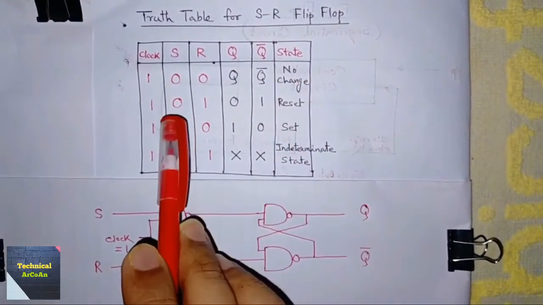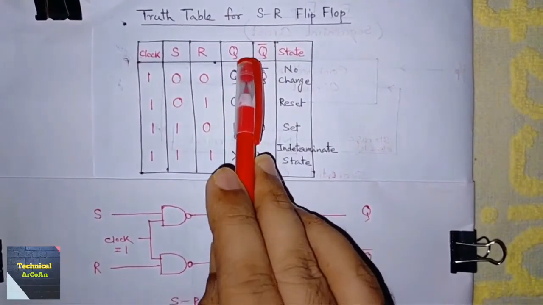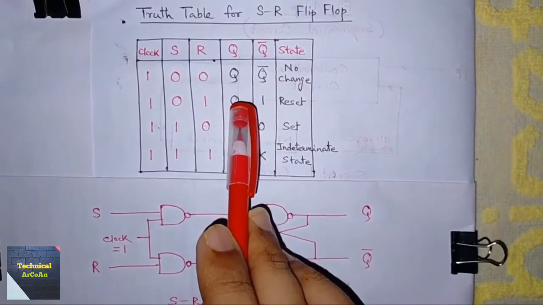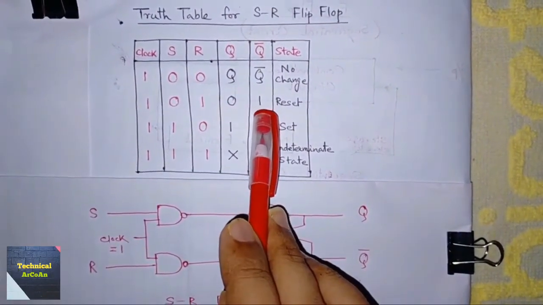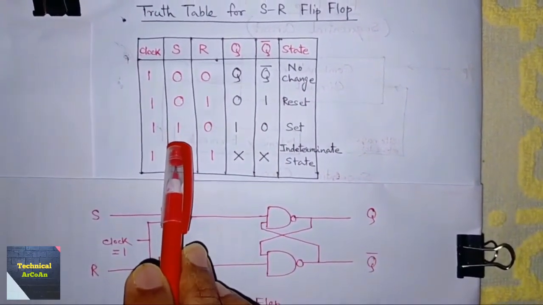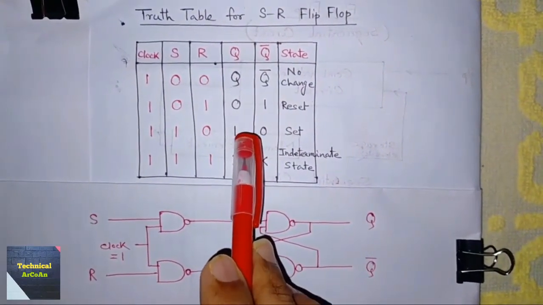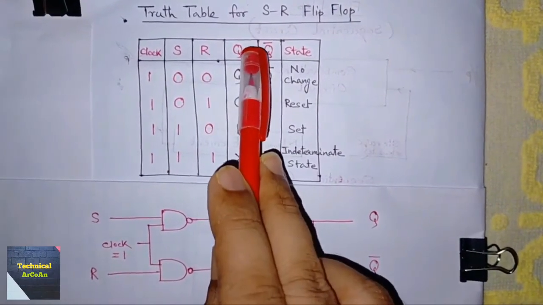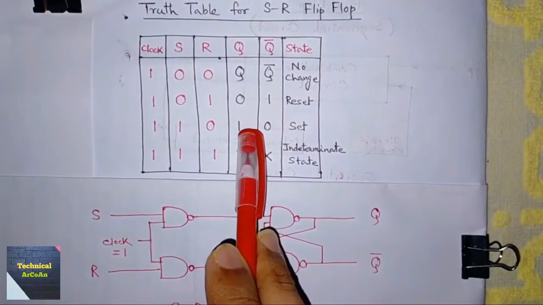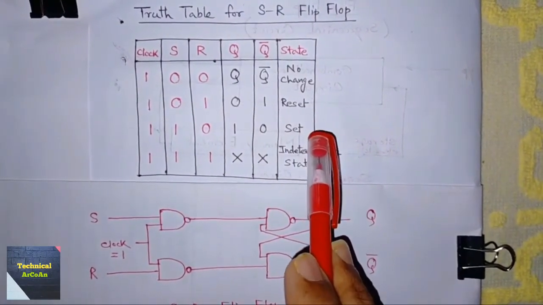Now the second combination: when S is 0 and R is 1, then the Q value is 0. Whatever the present value of Q, 0 or 1, we will get the value 0 here, and Q complement will be 1. This is the reset state. When S is 1 and R is 0, we get the value of Q as 1. Whatever the value of Q, 0 or 1, we get 1 as the next value, and in the same manner Q complement will be 0. This is the set state.